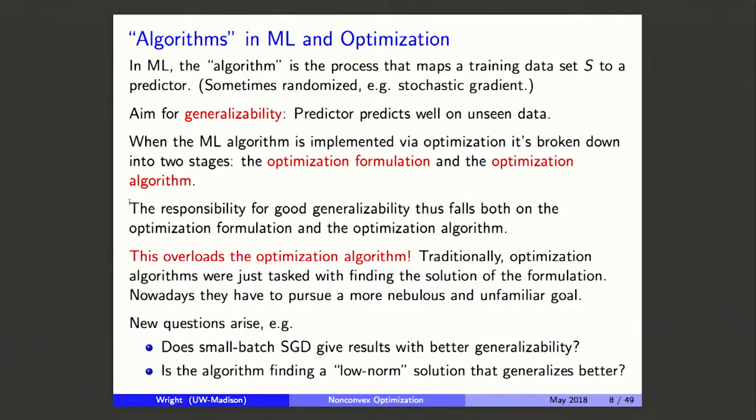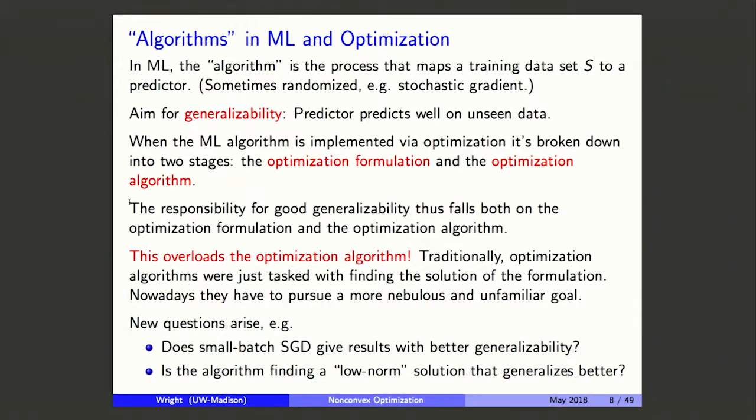So when you come to use optimization, it seems to me that you're breaking that process, or you're breaking the algorithm, into sort of two steps. There's a step where you write down the optimization problem, and there's a step where you apply the optimization algorithm. So it's somehow decomposed. And so in this sense, if you're doing the machine learning algorithm using this optimization toolbox, the responsibility for getting good generalizability, which seems to be the overall goal, sort of falls on both the optimization formulation and the algorithm, okay? And it seems to me that that's putting a lot of responsibility on the algorithm that wasn't there before.